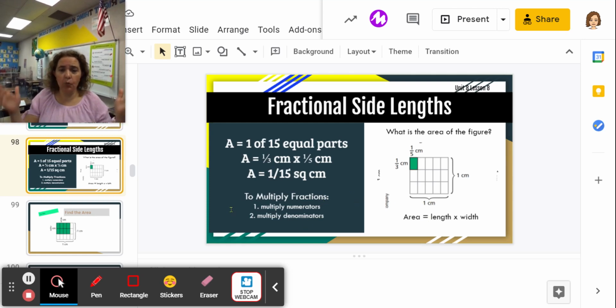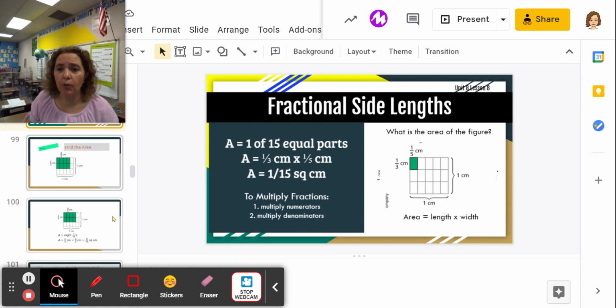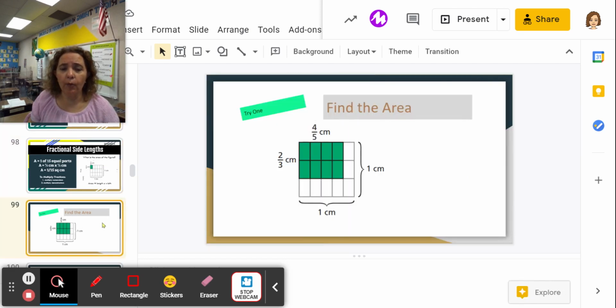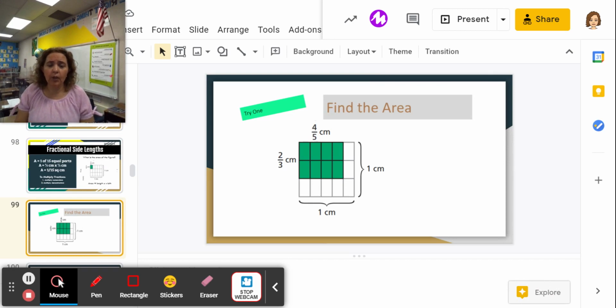It's just length times width. Simple as that, just like before. So don't let the fractions throw you off, okay? So you try one. Pause the video, find the area of this fractional side length of 4/5 and 2/3, then come back to me.